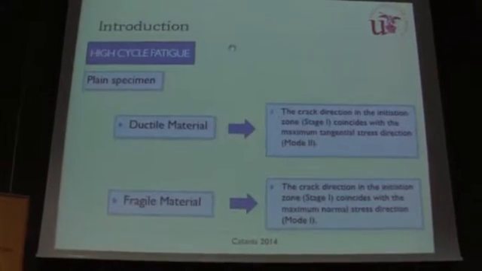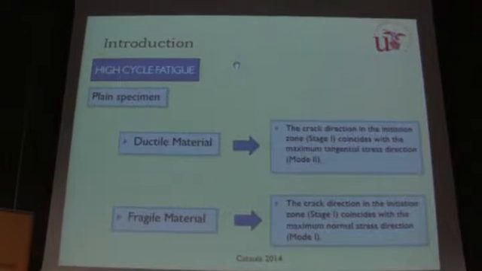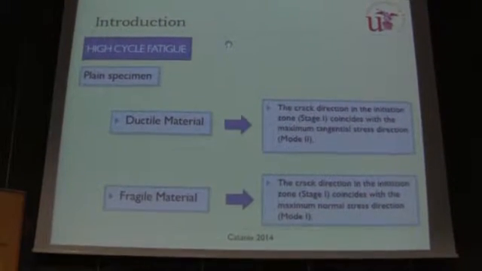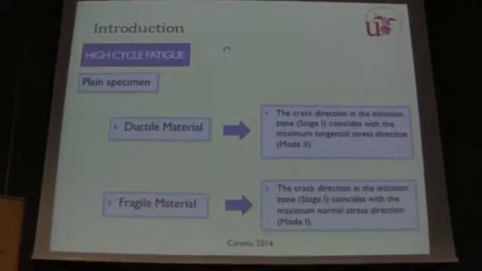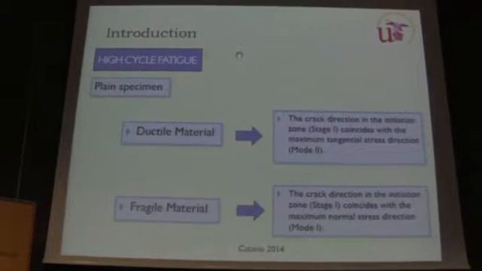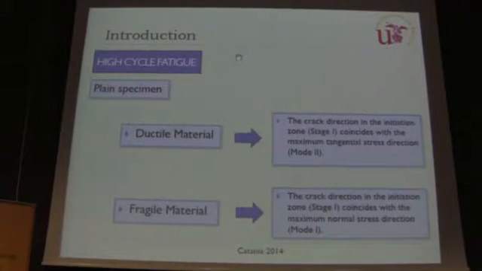I will focus my presentation on high cycle fatigue in plain specimens. We can divide the materials between ductile materials and fragile materials, and if we analyze the crack direction during stage 1, during the initiation, it's generally assumed that for ductile materials this direction is the mode 2 direction. That would be the shear stress or maximum tangential stress direction. While if you have a fragile material, the crack during this initiation will coincide with the maximum normal stress direction. It is known as mode 1.